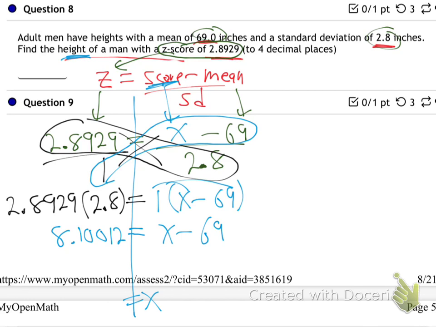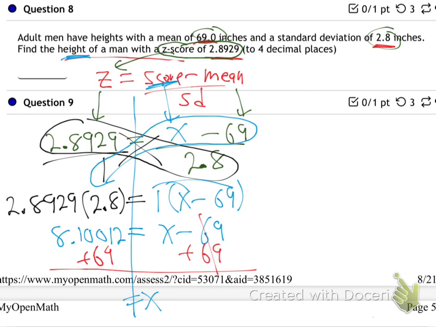Yeah, you always do the opposite. So you add the 69. Whatever you do to one side, you have no choice but to do the same thing to the other, right? If they were equal before and you treat them the same, they've got to be equal after, don't they? It's called the property of equality, right?